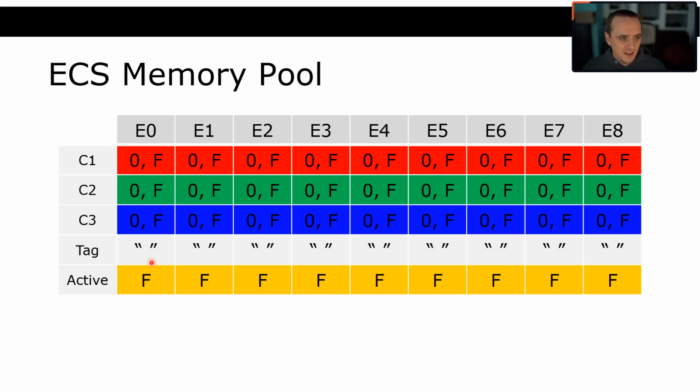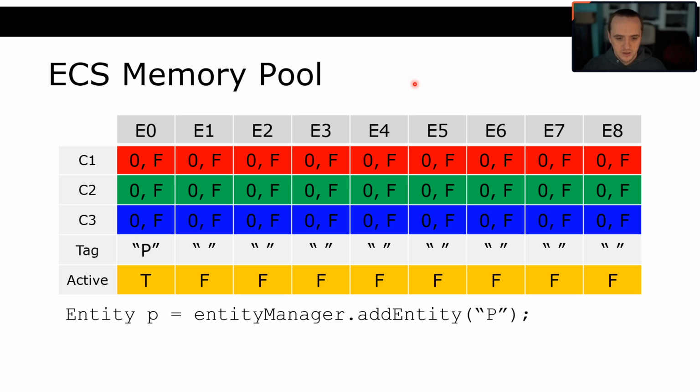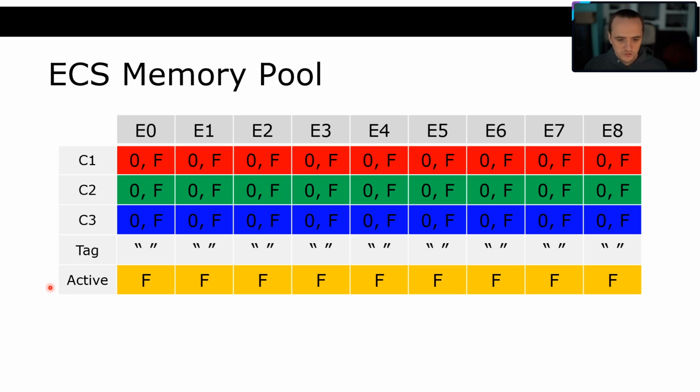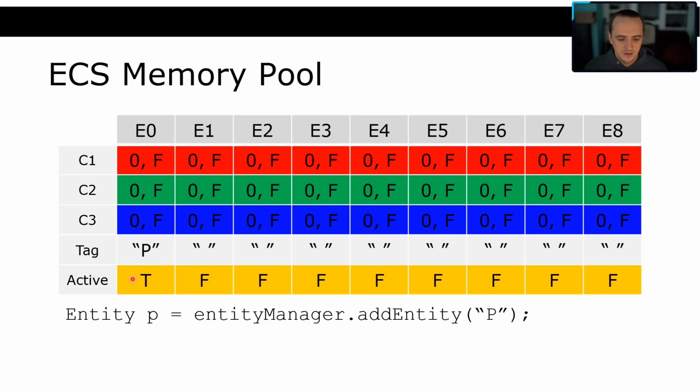Okay, so let's add an entity and see what happens. We're going to call entity P equals entitymanager.addEntityP. What we did was scan from left to right and find the first index where active was set to false. If active is false, it means that entity no longer exists, so we can take over that slot. We took over the slot, default constructed all of these things, and then added the tag in. The tag is now P, and we set this entity to active, so we set that to true.